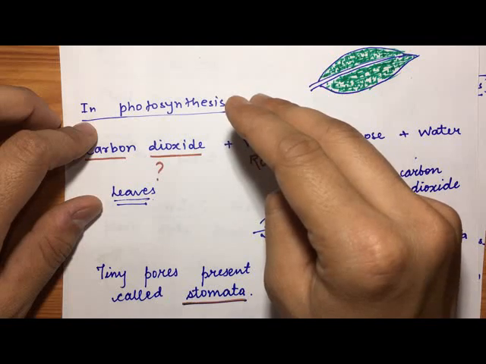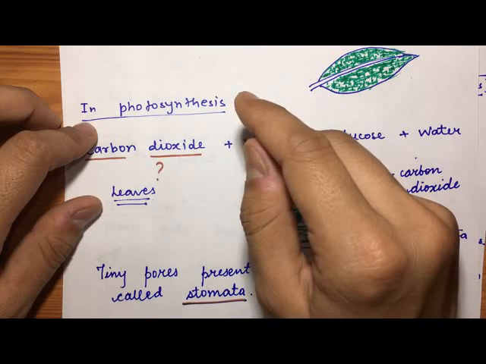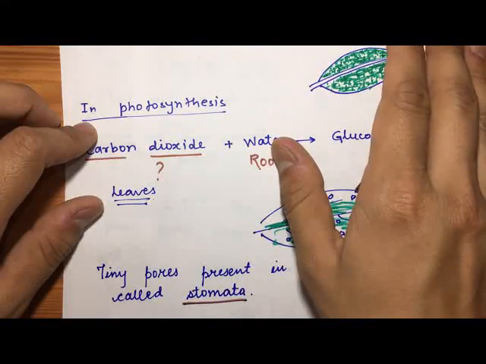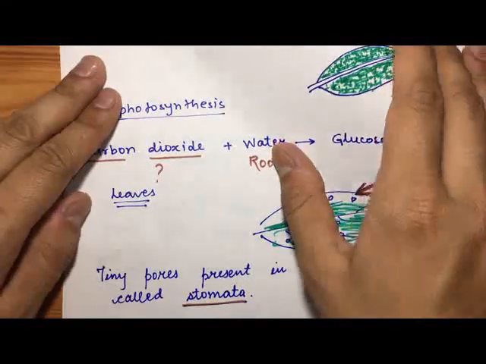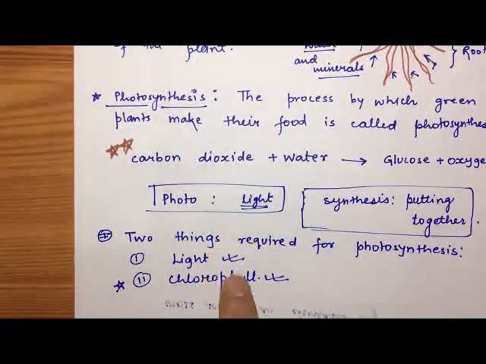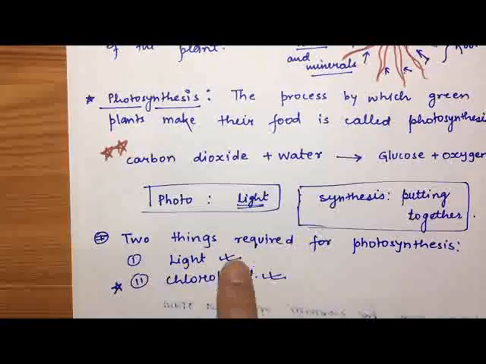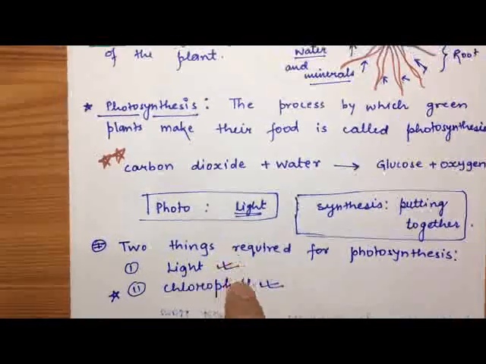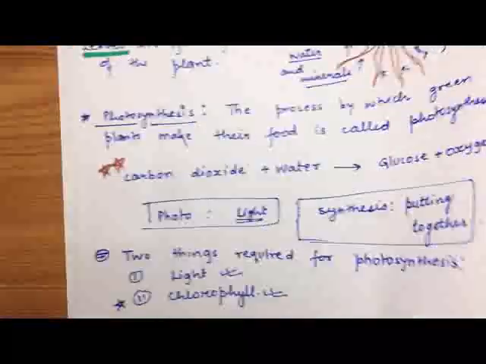Okay, so what are the two things which are required for photosynthesis? Yes, those are light and chlorophyll. Okay, we had studied here, those are light and chlorophyll. These are the two things required for photosynthesis, light and chlorophyll.